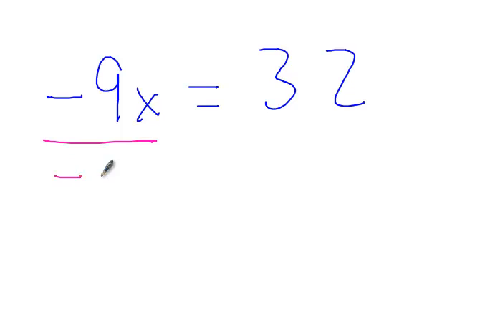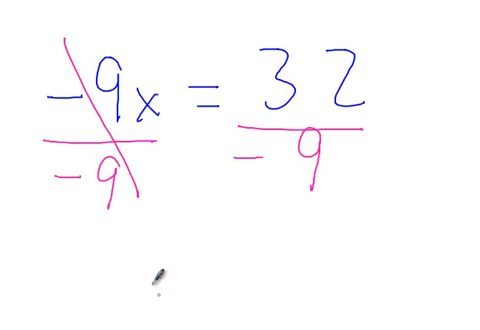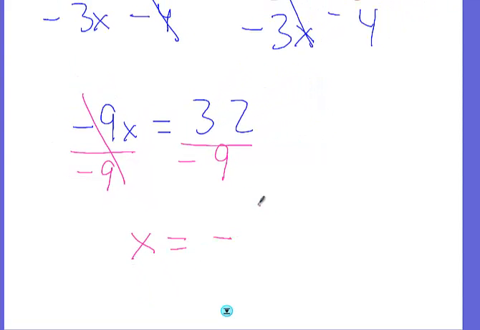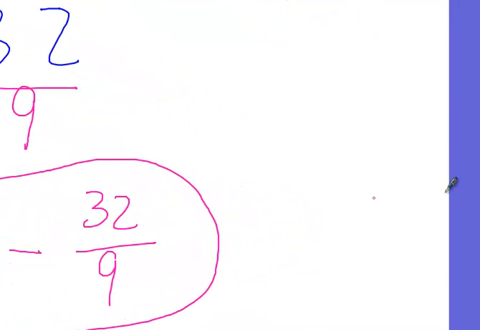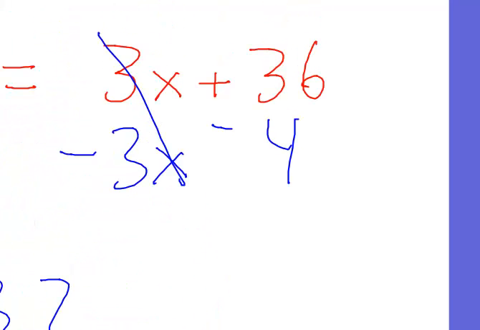All right, so now, since we want to isolate the x by itself, we must divide both sides by negative 9. We get x equals negative 32 over 9. And that's our final answer. Again, we can have a fraction as an answer. Kids don't like fractions. I'm not really sure why, since they're just numbers that aren't whole. But that's how you solve this one.